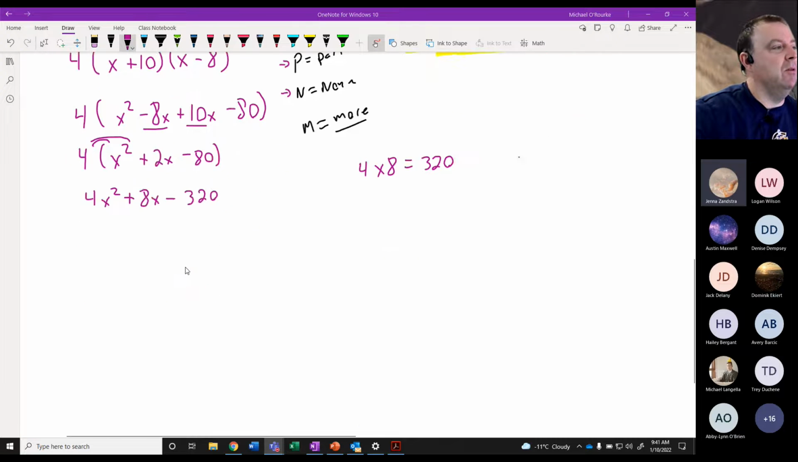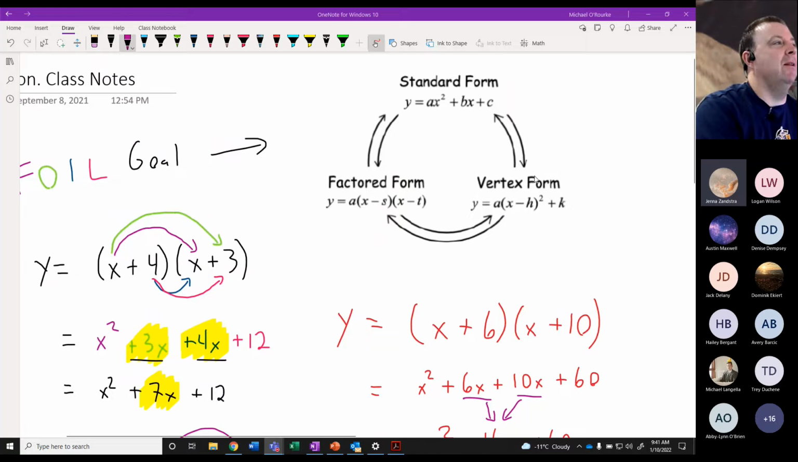Okay, no problem. So right now we've completed this step here. We've completed this arrow. So now let's go from vertex form to standard form.